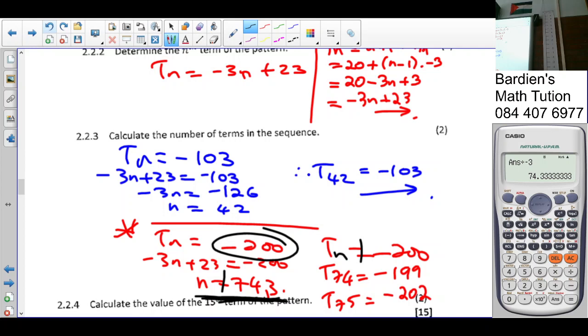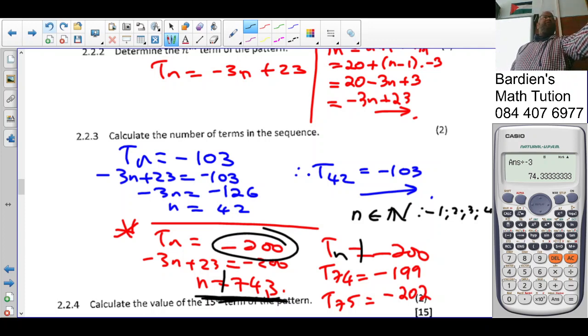You must remember when we introduced this, n is an element of the natural numbers. n can only be 1, 2, 3, 4 to infinity. You understand? n can't be a negative number, nor can n be a fraction. You guys understand? Right.